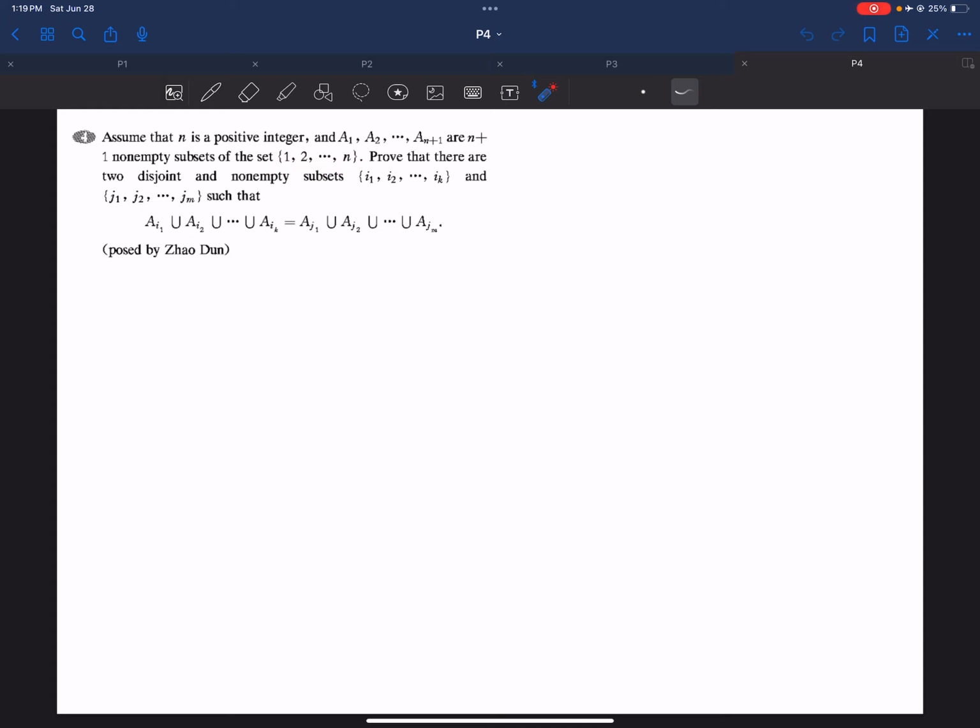Prove that there are two disjoint and non-empty subsets of indices, subsets of the same set, such that if you take the union of the A's indexed by the first subset, it is the same as the union of the A's indexed by the second subset. Okay, so we have n elements, but we have n plus 1 subsets. Let me actually do the following. Let me use some linear algebra.